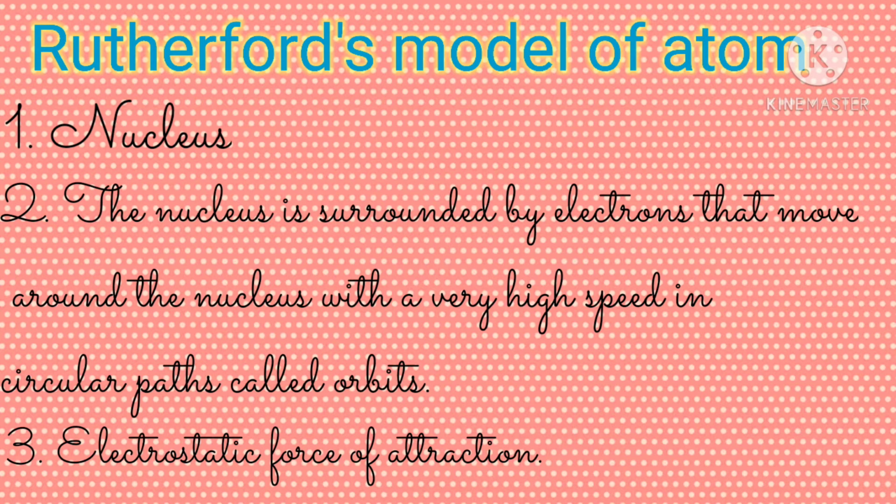So he did not specify at what distance the electrons are revolving around the nucleus, and what is the radius of the orbit, and what is the velocity and energy of the orbiting electron. So no information was presented regarding all these. And then Niels Bohr's effort came in.